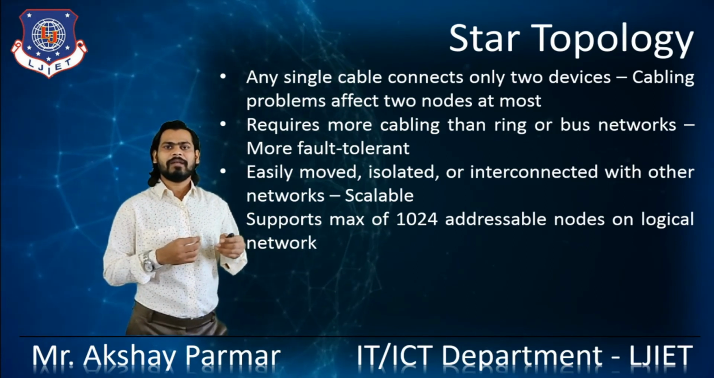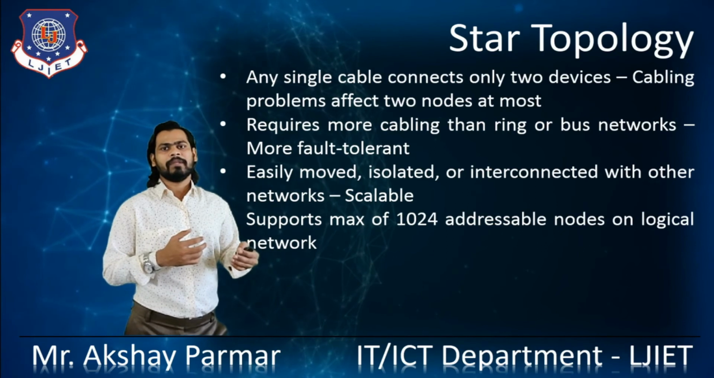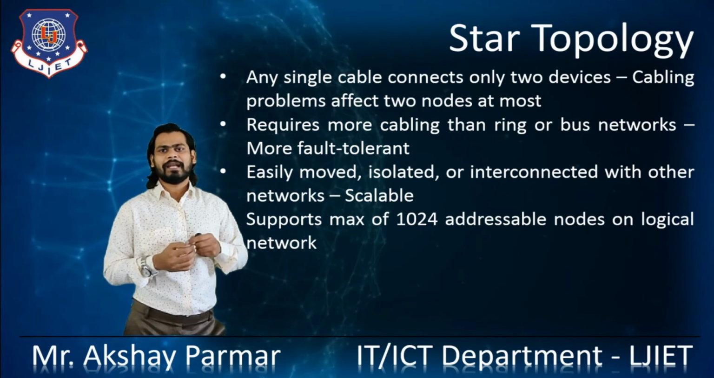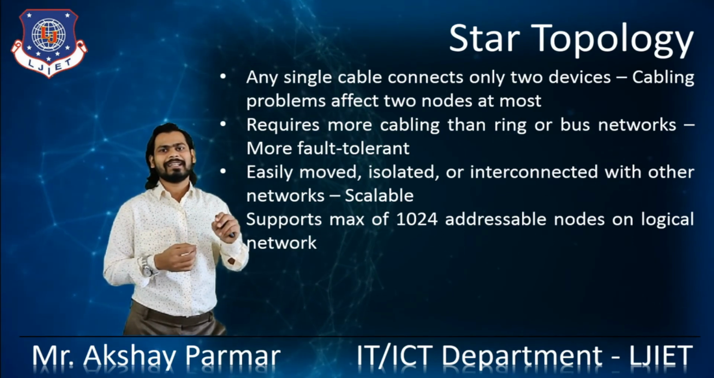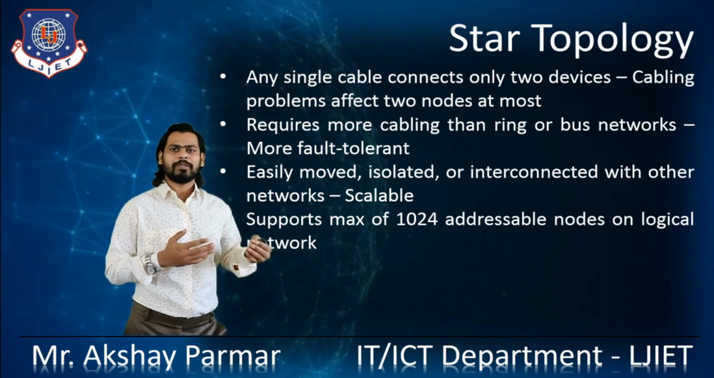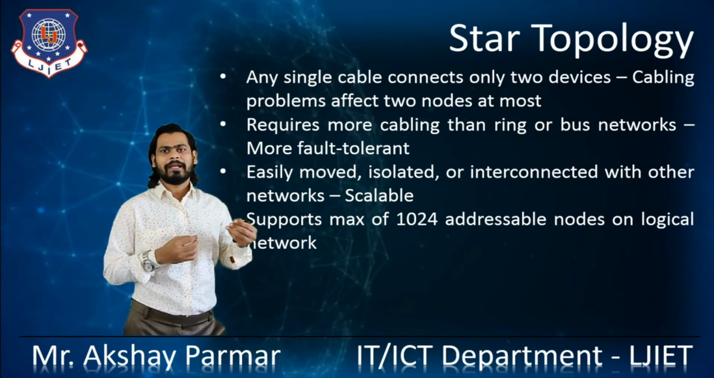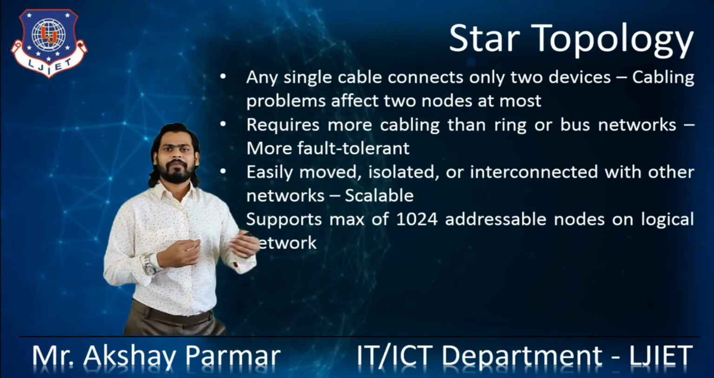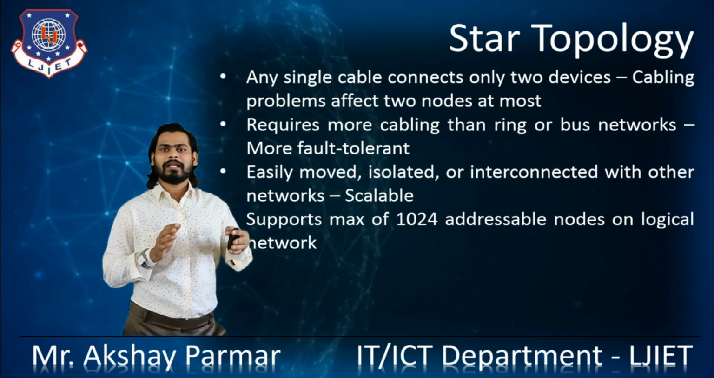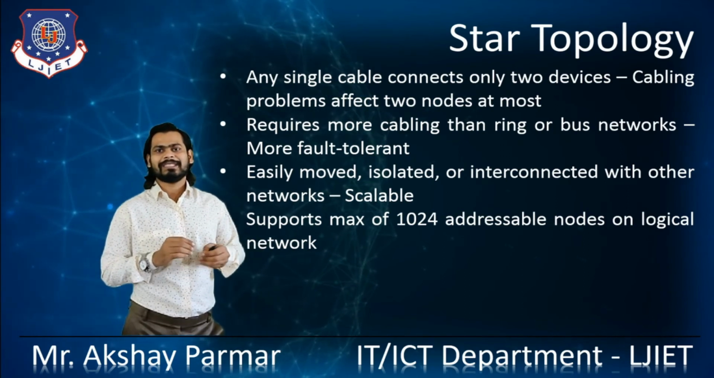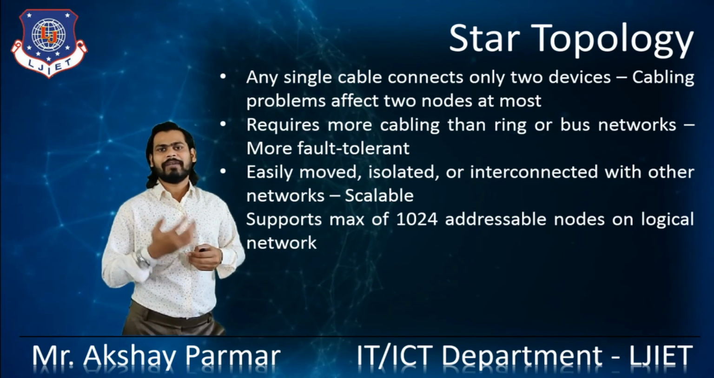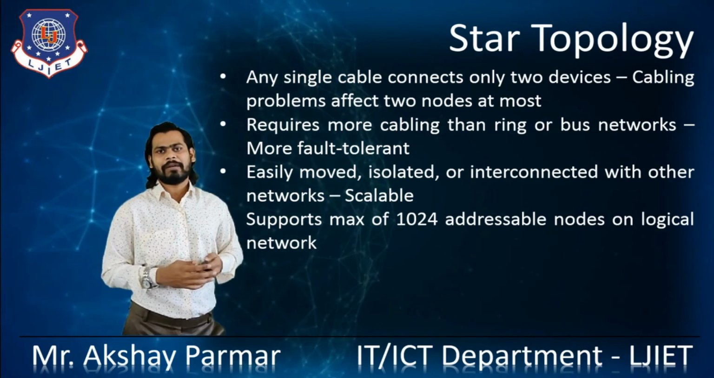It requires more cabling than the ring and the bus topology. As you can see, the star topology requires more cabling as it connects two devices with a single cable. So it requires more cabling than the ring topology and the bus topology. But the star topology has more fault tolerance, right? It is easy to move. It can be isolated and interconnected with other networks. The star topology is easily scalable, right? The star topology supports a maximum of 1024 addressable nodes on the logical network, right?